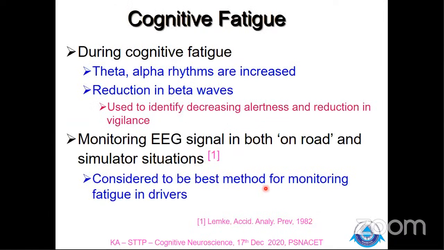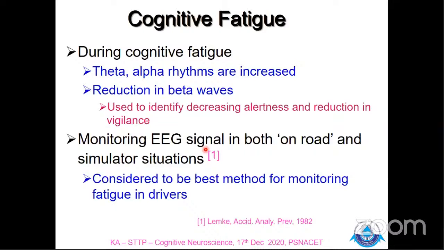So during cognitive fatigue, theta, alpha, and beta rhythms are increased. Using these brain rhythms, we can find out whether the person is fatigued, or whether it is cognitive fatigue or alertness. In a non-stressful condition, the beta rhythm is reduced. Using these two or three rhythms, we can find out the cognitive level of the drivers, whether that person is tired or still alert.